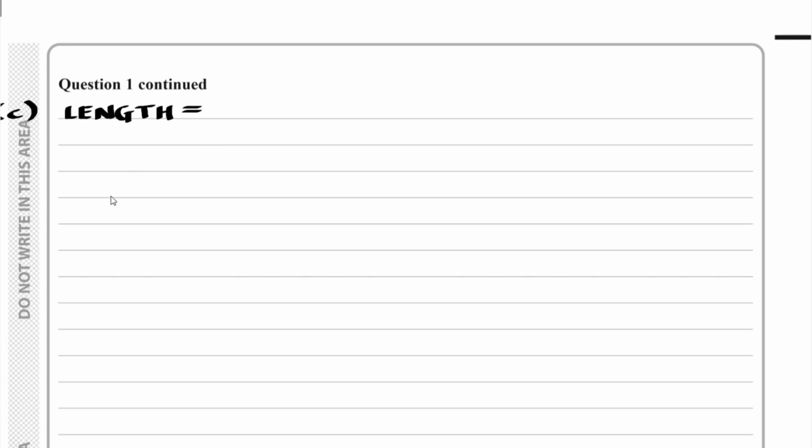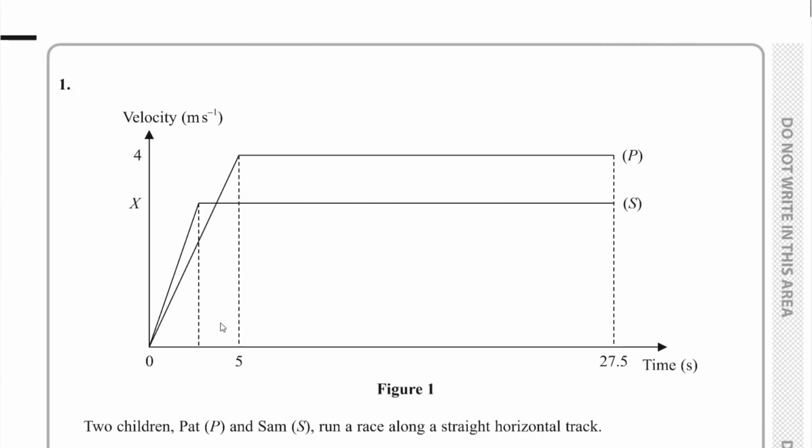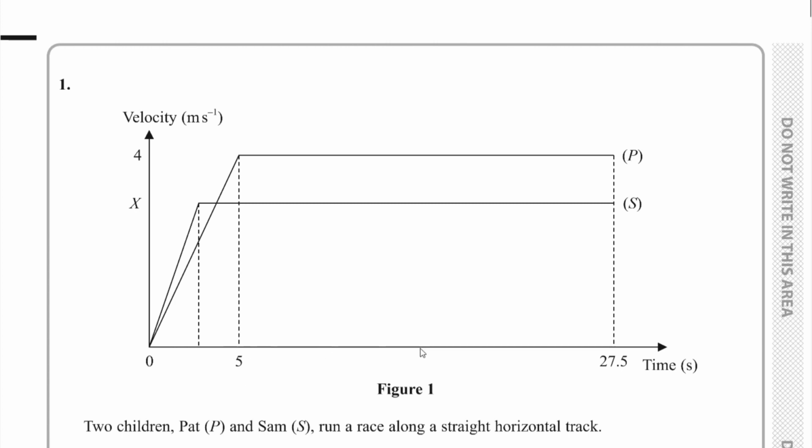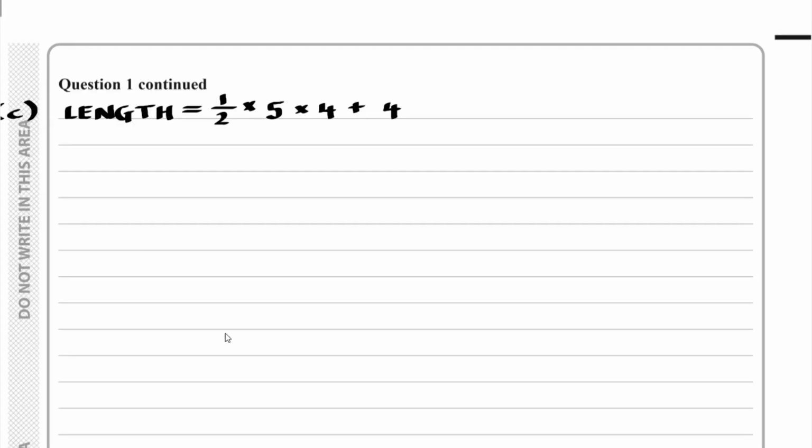the length of the race then, we have 1/2 times 5 times 4, and that is the area of this triangle. We have 1/2 times the base times the height, and then for the rectangle we have 4 multiplied by the difference between 27.5 and 5, which is 22.5. So we multiply 4 by 22.5, and if we work this out, it turns out we get 100 meters.